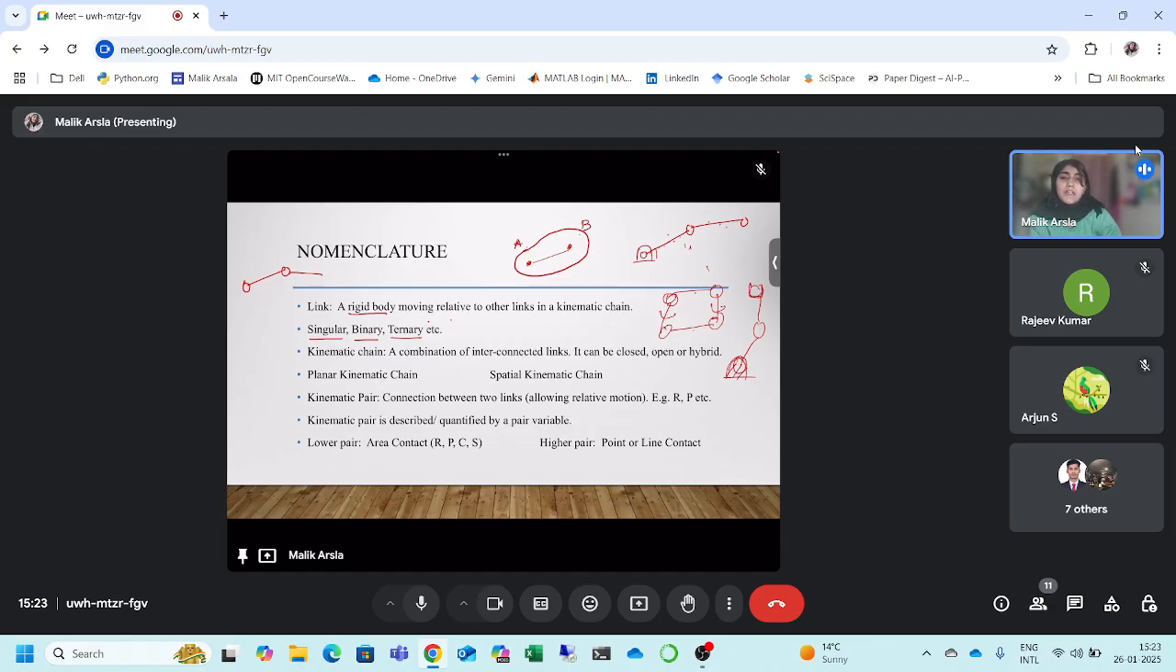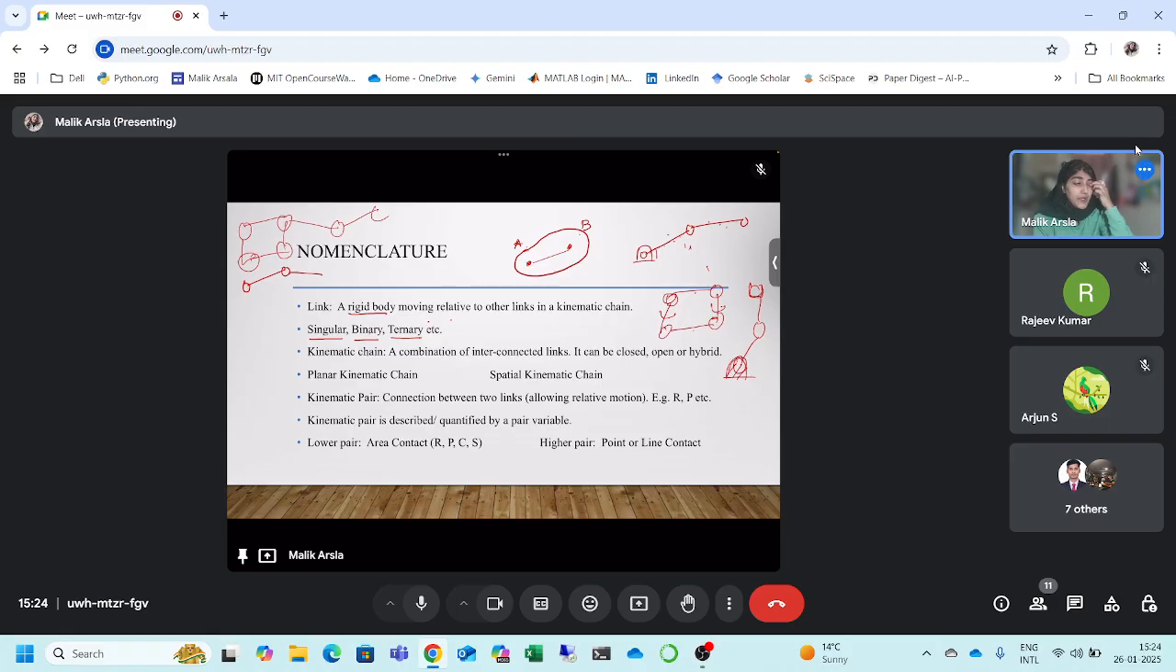Now, a hybrid kinematic chain is one in which there can be closed as well as open kinematic chains. You can see these in many devices also, that we have, suppose, a closed kinematic chain like this. Then here we have added another link, like this, two other links. So this, you can say, is a hybrid mechanism or hybrid chain.